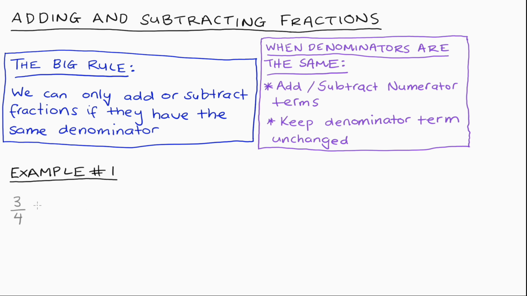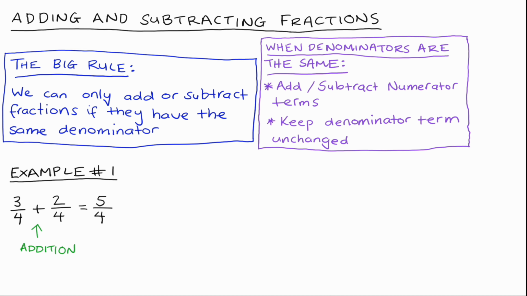So to demonstrate, if we had something like 3/4 plus 2/4, we're going to add up the numerator terms. So 3 plus 2 is equal to 5. And we leave the denominator term as is. So that just stays at 4, 5/4. So that would be addition.